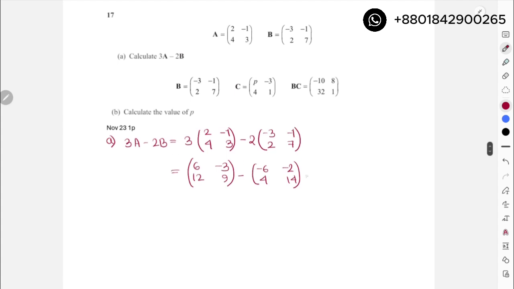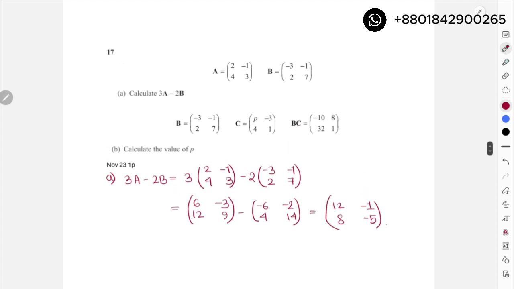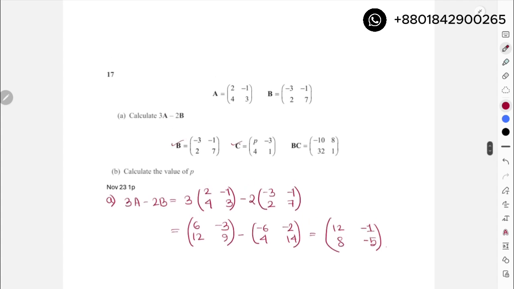After this, if you want to find out the difference, it's going to be 6 plus 6, that is 12, minus 3 plus 2, this is minus 1, minus 12, so 12 minus 4 is 8, 9 minus 14 is minus 5, right? So this is the difference that you get. After this, again, they are saying that you have these matrices B, C, and they're also giving you the product of those two matrices B, C.